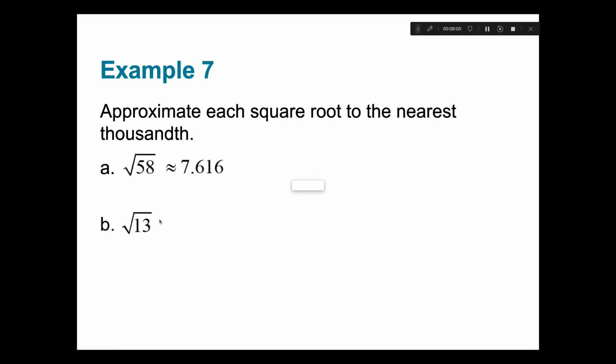Next one, square root of 13. Same thing. We're rounding to the nearest thousandth. 3.606. Is there somebody that agrees with Mason? 3.606. And our final one is the square root of 89, rounded to the nearest thousandth. 9.433.